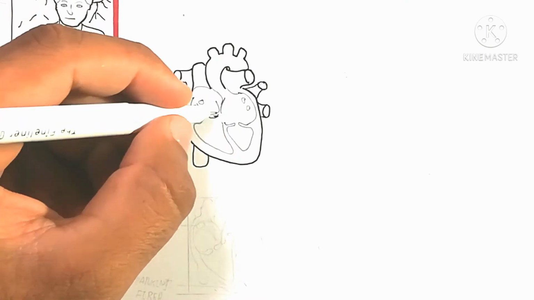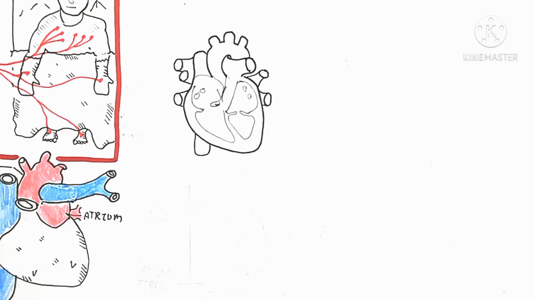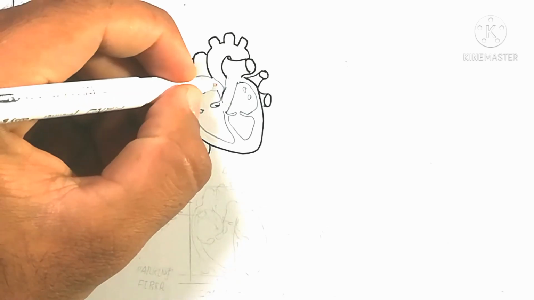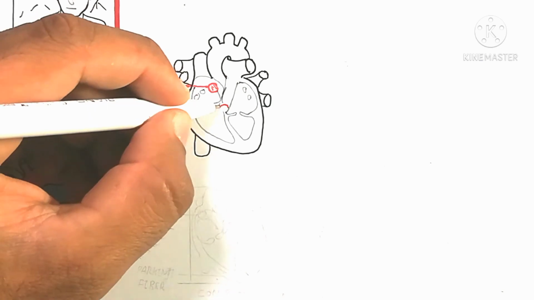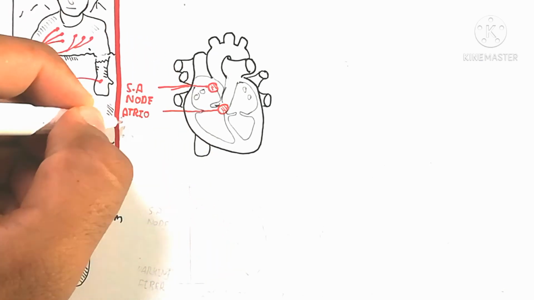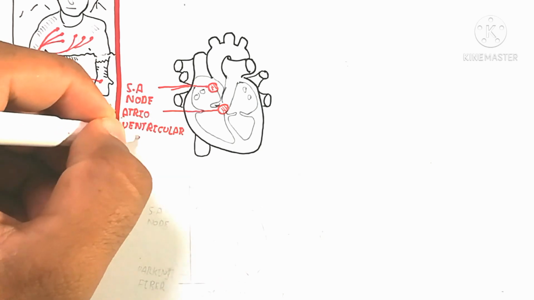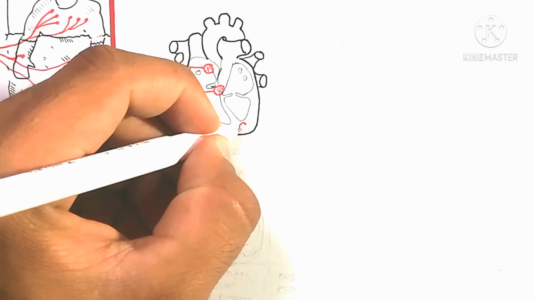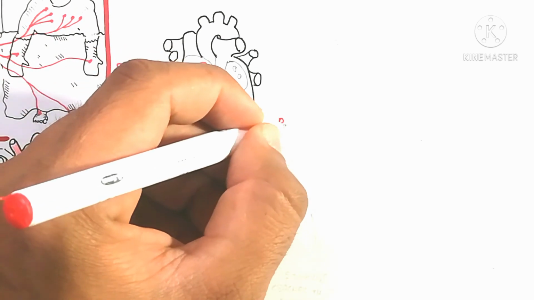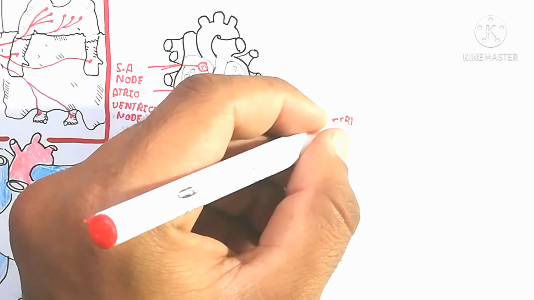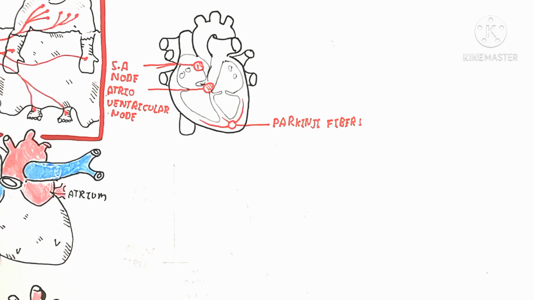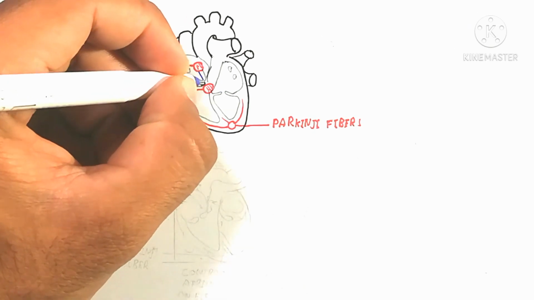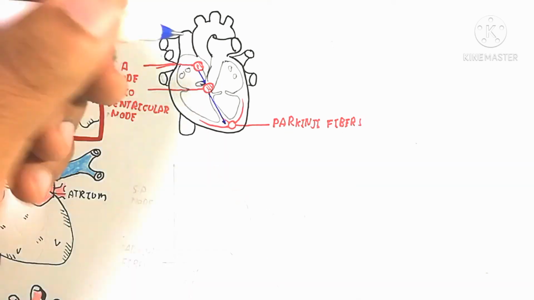This wave is received and produced by the sinoatrial node, which is here, and the sinoatrial node sends the signal toward the atrioventricular node. When the sinoatrial node is activated, it generates an impulse to contract the atria. On the other hand, the atrioventricular node gives the impulse to the Purkinje fiber to contract the ventricle. So that's why the ventricle will contract.